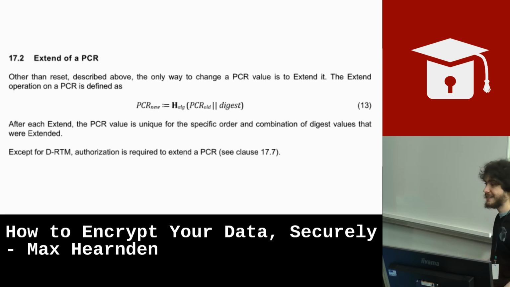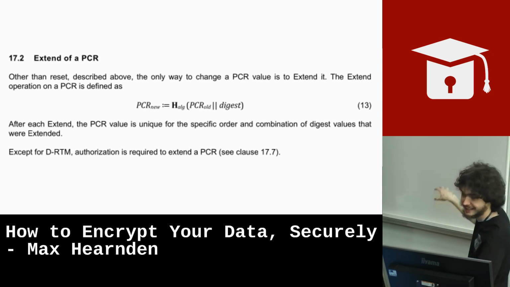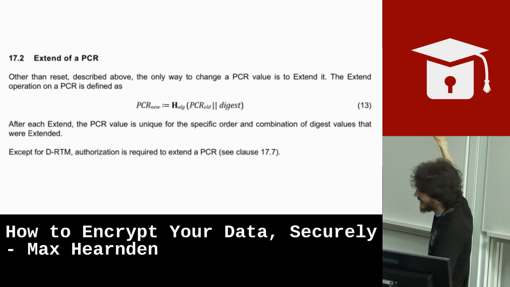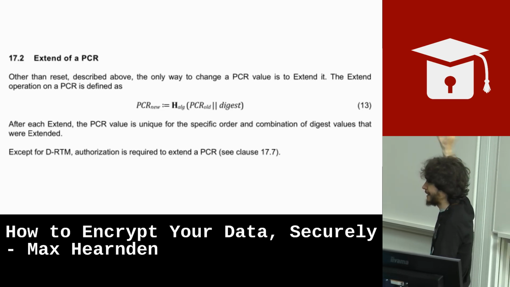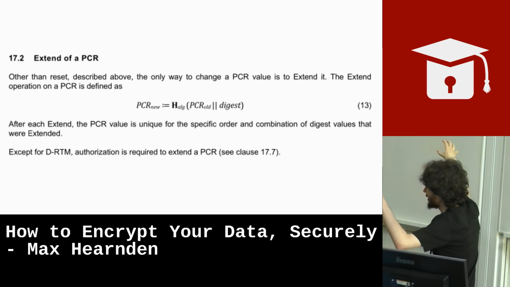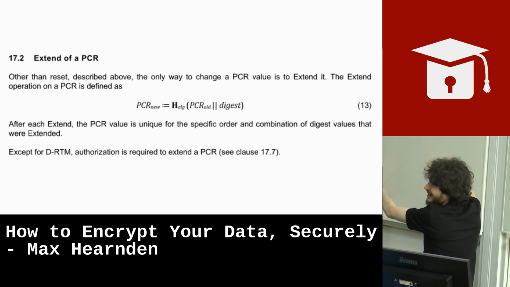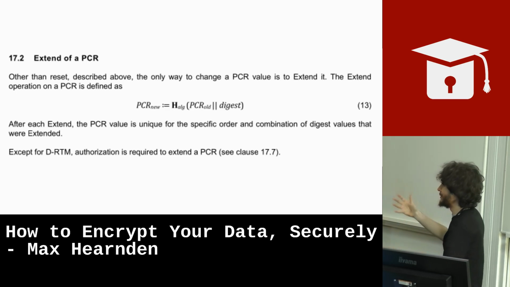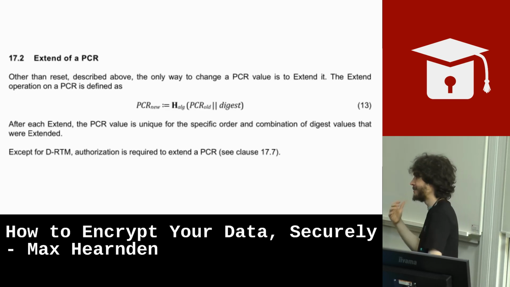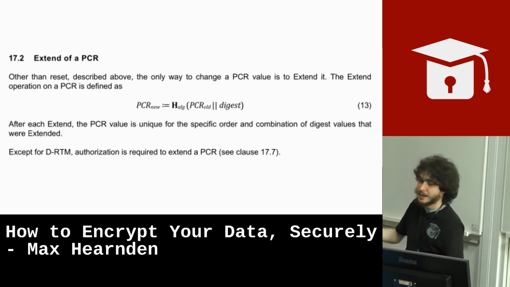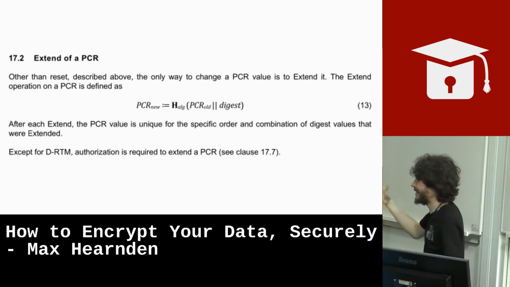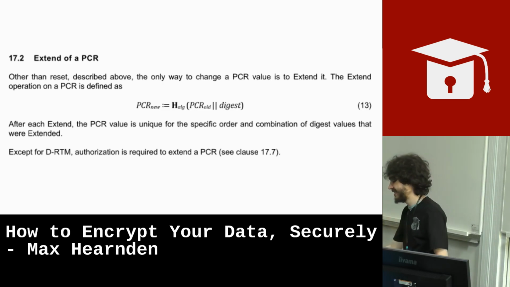Now, that might seem a bit complicated, but what that's saying is, you take the old value of the platform configuration register, and you just tag on the new value to the end of it, and then you hash the whole thing. And what that's meant to do is implement a hash list, if you know what that is, where basically you can verify the order that the digests were plugged into it, as long as you know the final value and know all the digests.